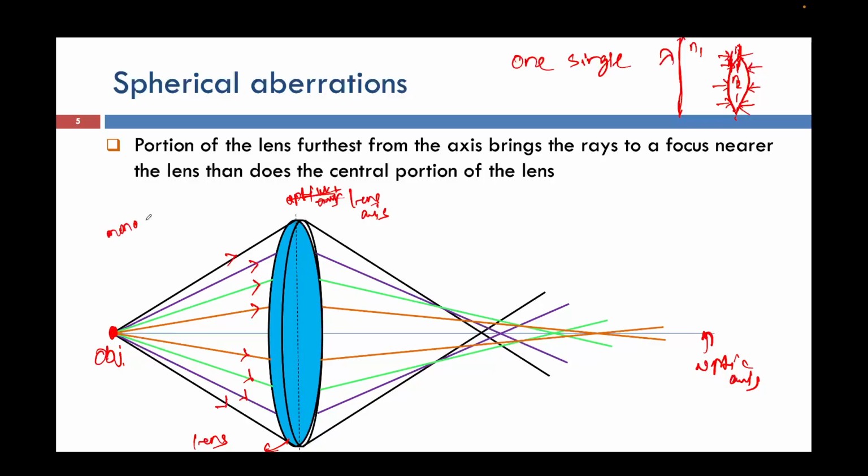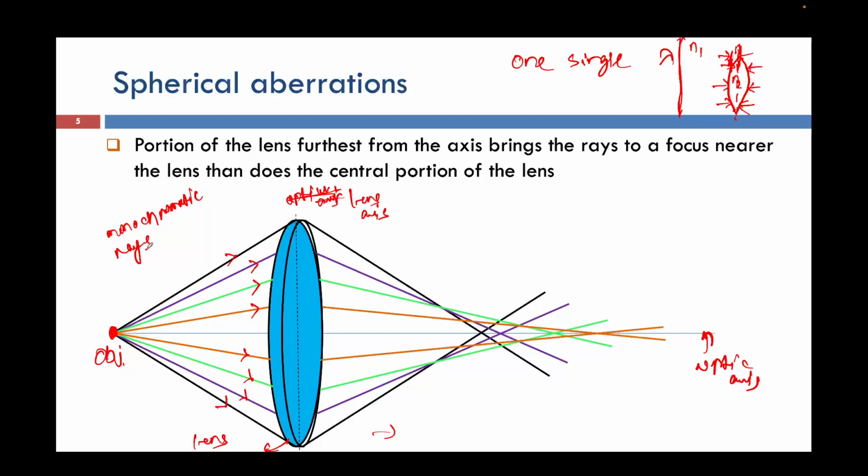I have just mentioned it so that on this side you will be able to see where they are focusing. Otherwise this would have been a clustered one. So these all are monochromatic rays. I have just indicated different colors to see where they are getting focused. So they all are incident light.